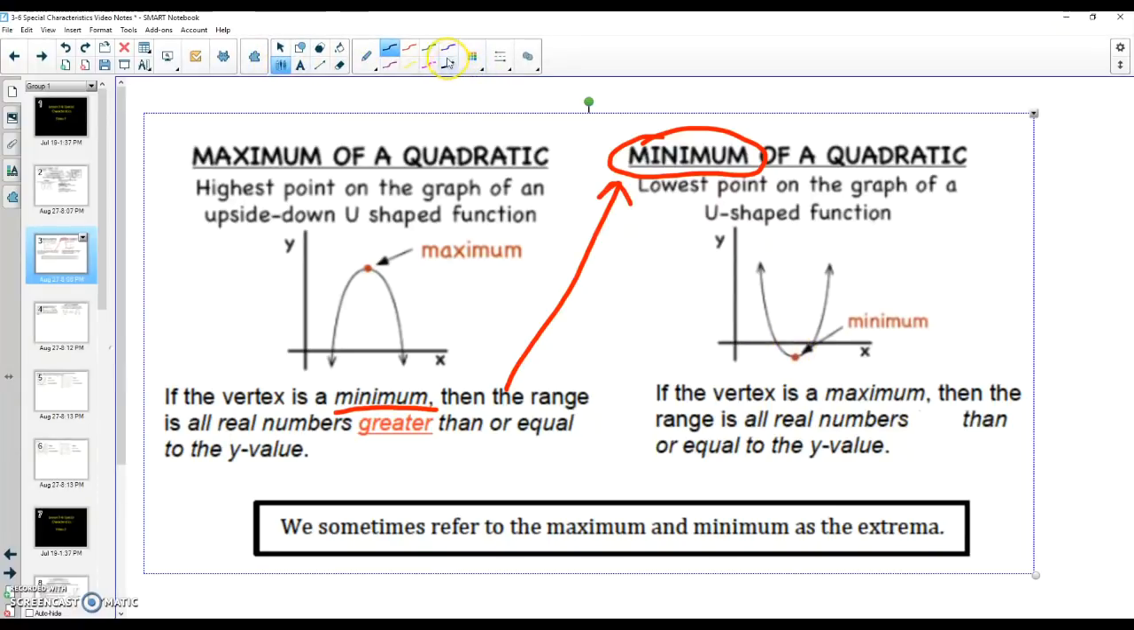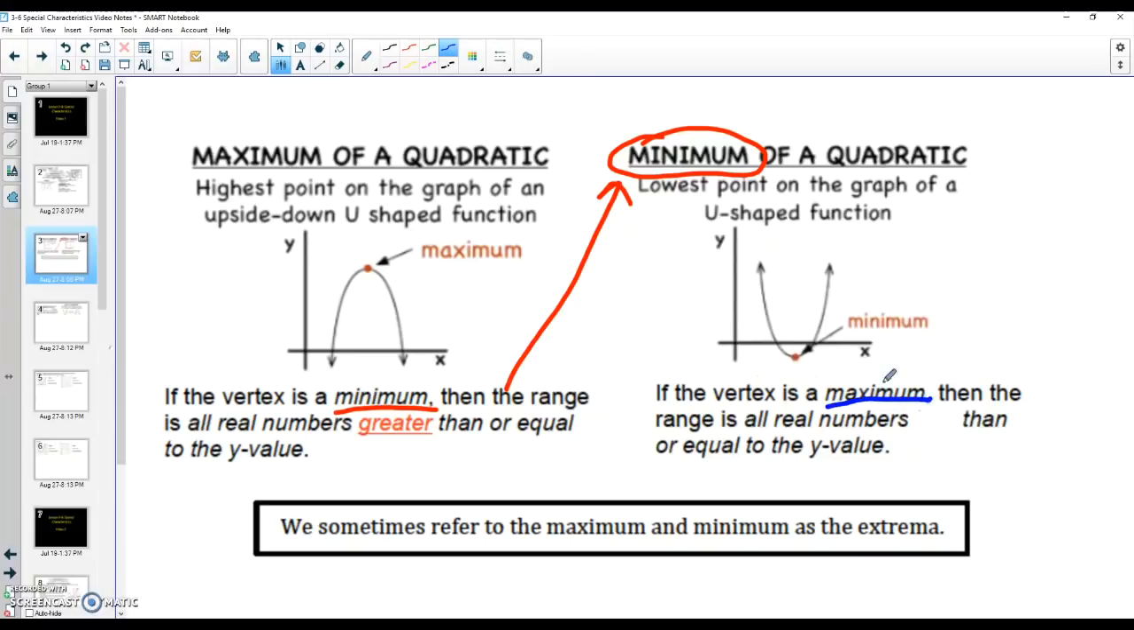Now if we look at a maximum situation over here, and just remember that's going to match up over here with a maximum right here. If we're looking at the range, the vertex is going to be a maximum, then the range is all real numbers less than or equal to the y value. You see the maximum point is here at the top. We want all the y values that are going to be below there. Now we do sometimes refer to the maximum and minimum as the extrema, so anytime you're asked for the extrema, it's a general term that could mean the maximum or the minimum, and you'll just have to determine which based on the situation that you're given.